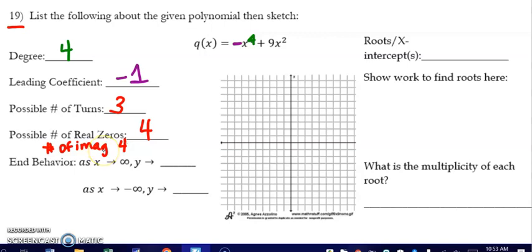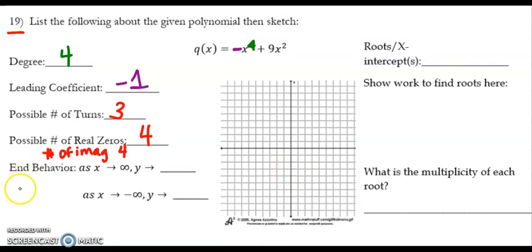End behavior, well, since this is an even degree with a negative coefficient, even means our ends are in balance with each other. Because of the negative, they're going to be both pointing down. So as x goes to positive infinity, y is going down to negative infinity. And as x goes to negative infinity, y is also going down to negative infinity. So I know that my ends should look like this.